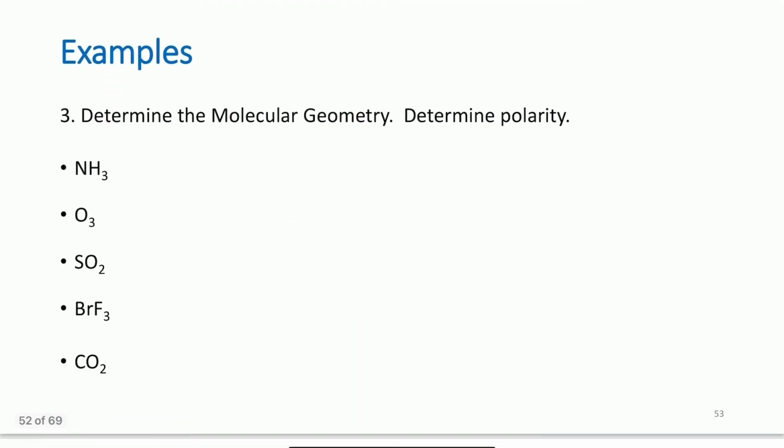Determine the molecular geometry and polarity. NH3, I think I drew NH3 in the first example. If you're not sure, look back at the first example where I did draw this out, or work through this yourself, but you should find that this is trigonal pyramidal. And it is polar.